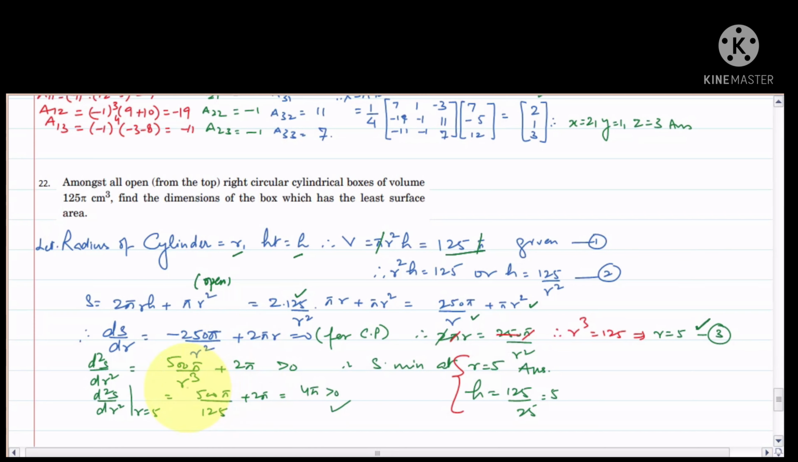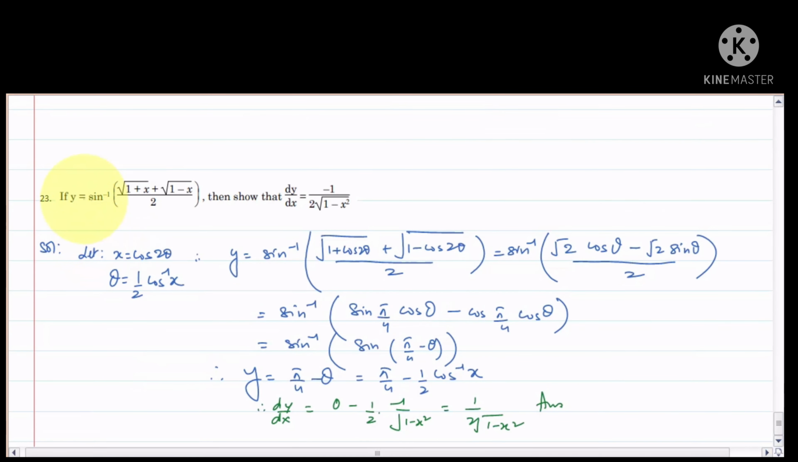So putting r equal to 5, we get this value as positive. That is 2 pi plus 2 pi, 4 pi. Certainly it is positive, greater than 0. So that means this surface area is least. Right? And we have to find the dimensions. So r is equal to 5, and putting r equal to 5 in equation 2, I can find the value of h, that is 125 upon 25, that is equal to 5. So this was required in the answer.